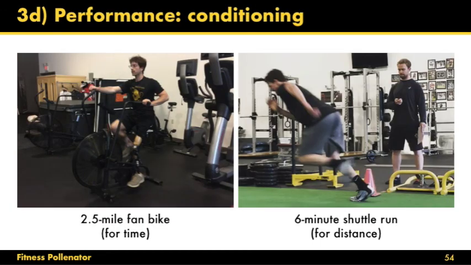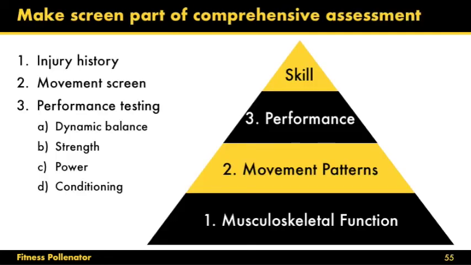For conditioning, I like a 2.5 mile bike ride for time. This usually takes somewhere from 5 to 8 minutes, or a 6-minute shuttle run for distance if it's right for the client and you have the setup to do that. If you remember back to the pyramid that I showed earlier, each of these steps are really the first 3 rungs of the pyramid. So the injury history is looking at musculoskeletal function, the movement screen is looking at movement patterns, and then performance tests are for performance. I'll leave the skill to somebody who specializes in whatever target activity the person is engaging in outside the gym.